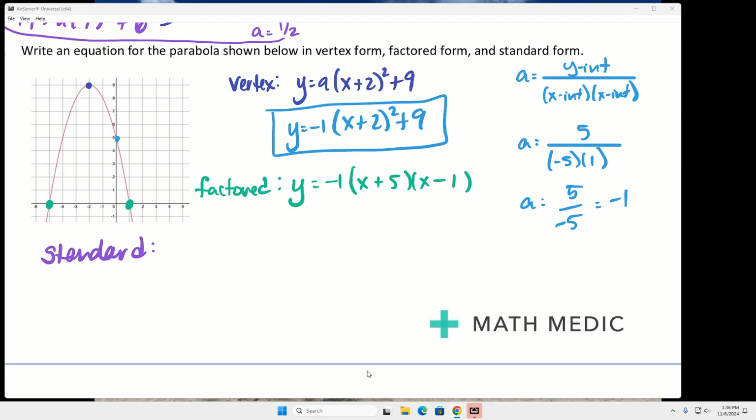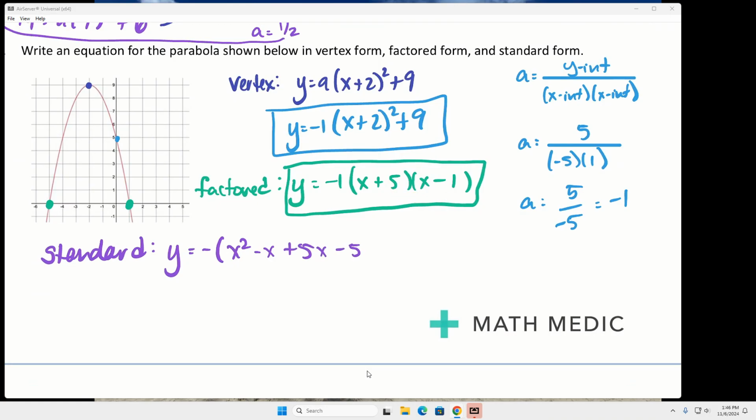All right, and then for standard form, we can pick either one of these and just multiply it out. So standard form's all multiplied out. I think the green one's going to be a little easier, but they both will give you the same thing. So I'm going to go with the green. I'm going to let that negative hang out there in the front, and then I'm going to distribute my x. And then I'm going to distribute my 5. And combine my like terms. And then your last step is to distribute that negative.